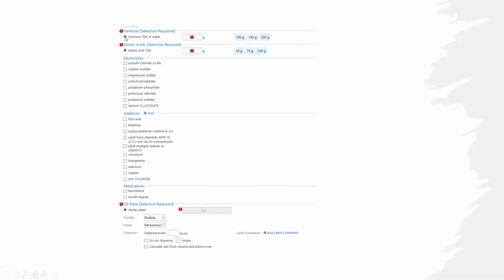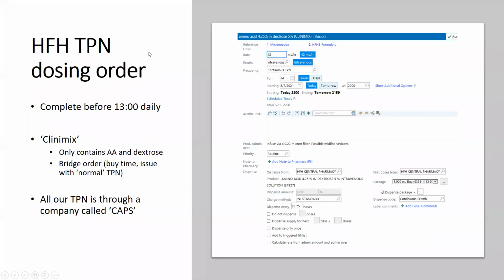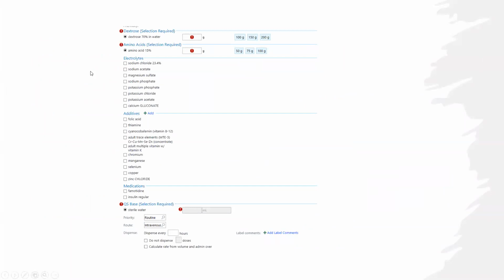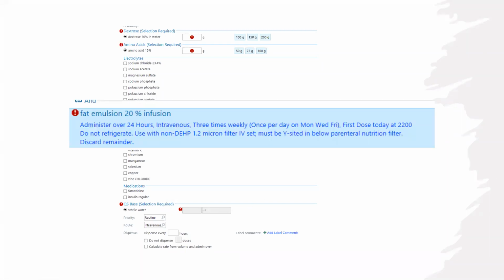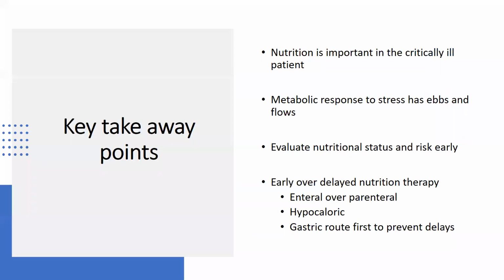For specific TPN orders, you have to put in dextrose. You can see here it's the D70, and the amino acid is 15% here. So different from the Clinimix, right? You have to select the electrolytes if you want, and any additives that you want to include. These are not defaulted. The fat emulsion that's available in this hospital is the 20% infusion. There is also a 10%. There are also some of the newer anti-inflammatory based emulsions that are restricted to certain populations, but really not applicable to the critically ill patient.